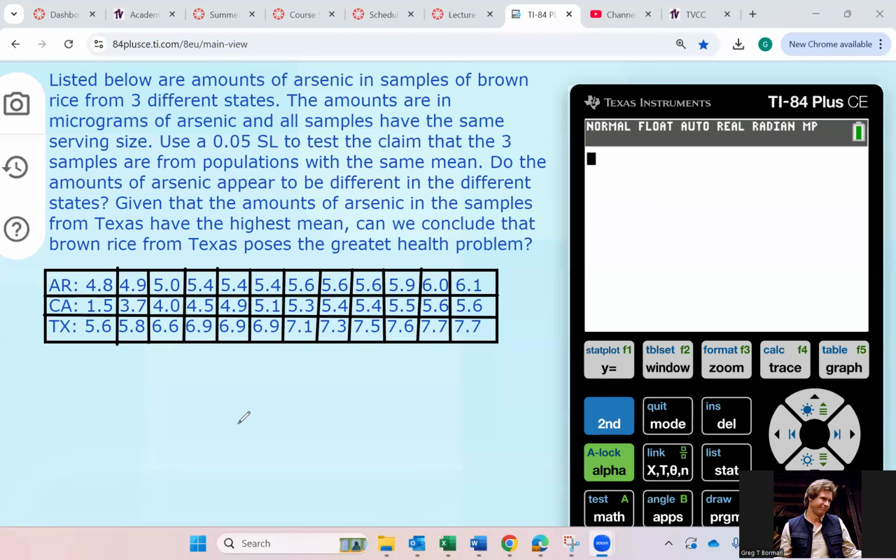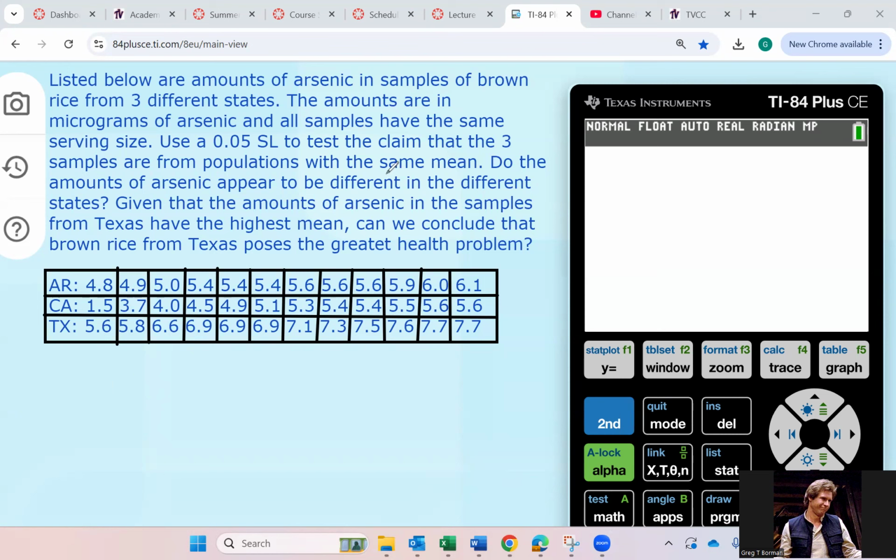Here's a good example of an ANOVA. And so that's what we're doing here. ANOVA stands for analysis of variance. Okay. So how much do the means vary?